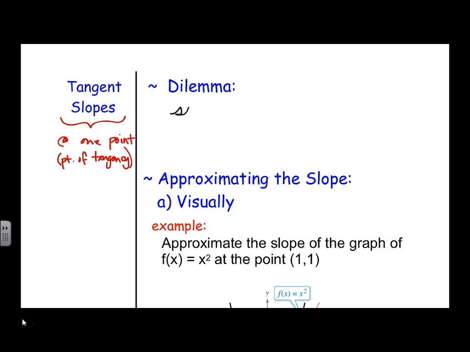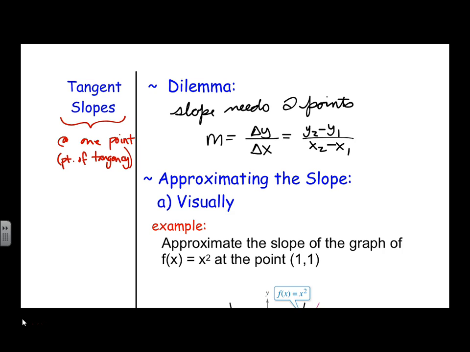The dilemma is slope, by definition, needs 2 points. Because slope is linear, which is the dilemma when we deal with curves. That's where the tangent lines come from. It's like a linear component at a point on a curve. But slope needs 2 points, and that's how we did the old-fashioned m equals delta y over delta x, which equals y2 minus y1 all over x2 minus x1. We need 2 points.